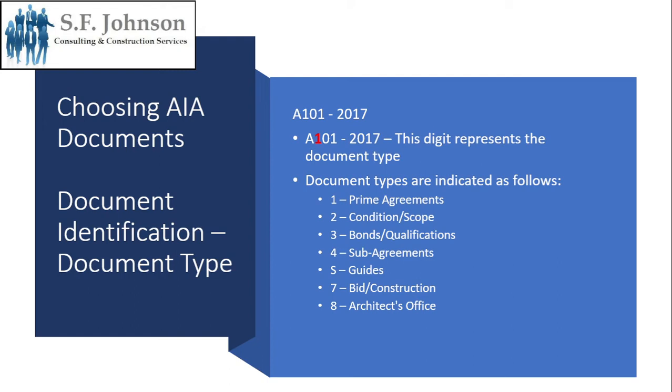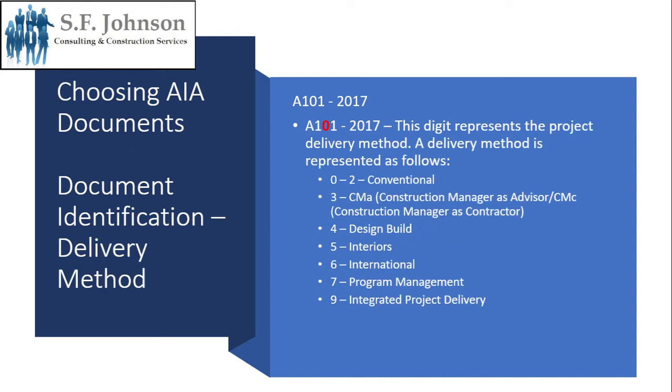If the digit is a 5, is that a 5 or an S? I'm assuming the digit is an S. That's fancy. If the digit is a 5, it's guides. If the digit is a 7, it's bid and construction information, related to the bid information. An 8 is referencing the architect's office. So again, the second digit represents the document type, for which we have 8 different types.